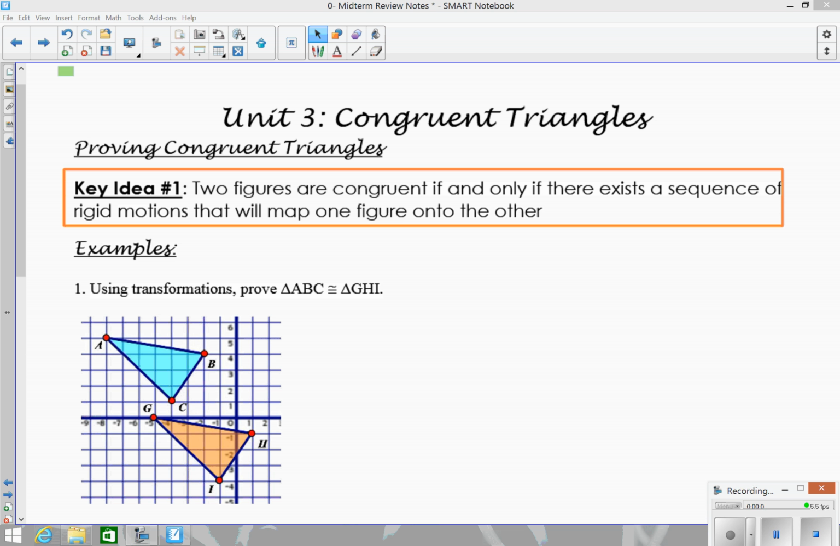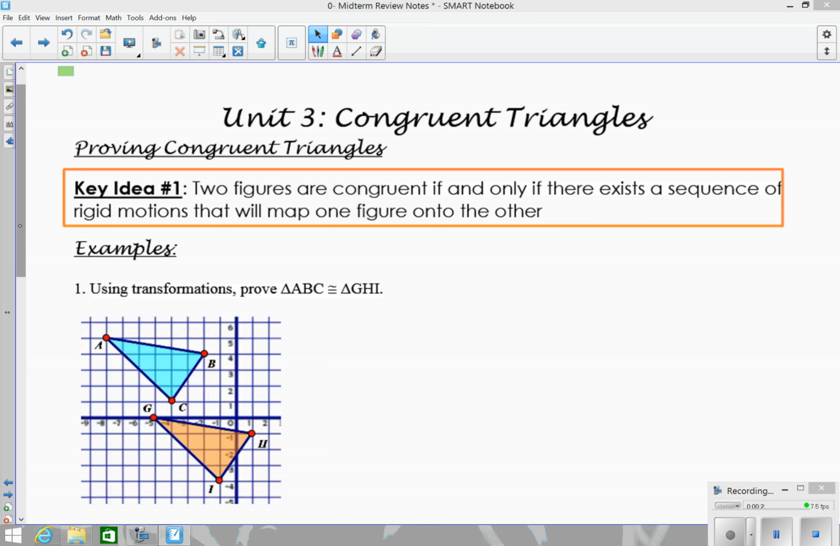In Unit 3, we talked about how to prove congruent triangles. So we had two methods for doing this. One of them was using rigid motions or a sequence of rigid motions, and then the other idea was using our Euclidean proof. So the first key idea is that two figures are congruent if and only if there exists a sequence of rigid motions that will map one figure onto the other.